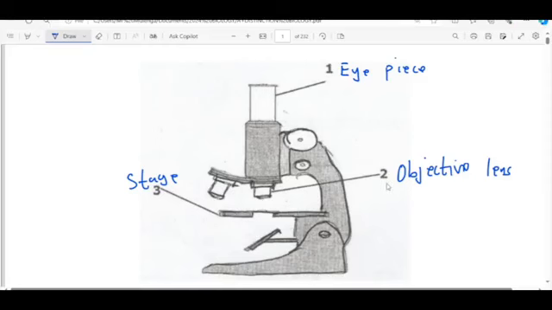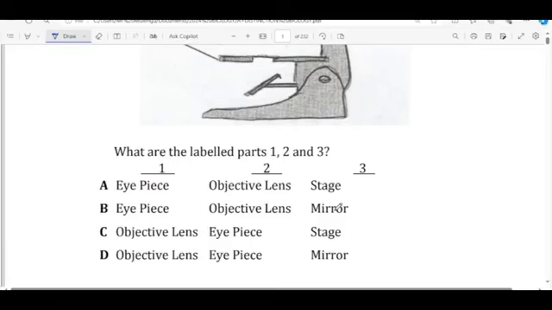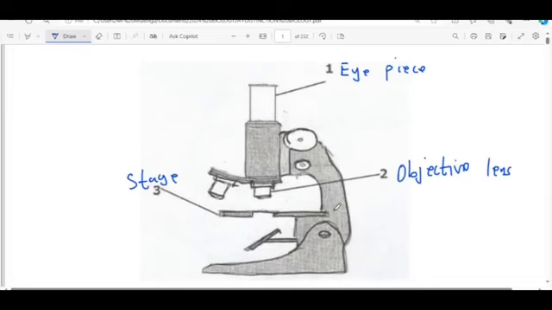So let us now look at the questions. Here is the question. What are the labeled parts 1, 2, and 3? They want us to identify the labeled parts. We have said part 1 is the eyepiece, part 2 is the objective lens, part 3 is the stage.